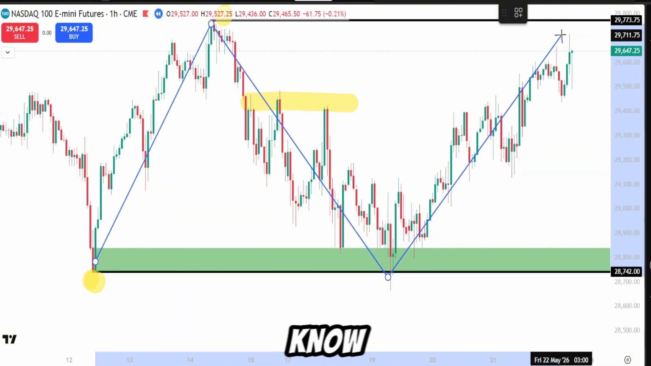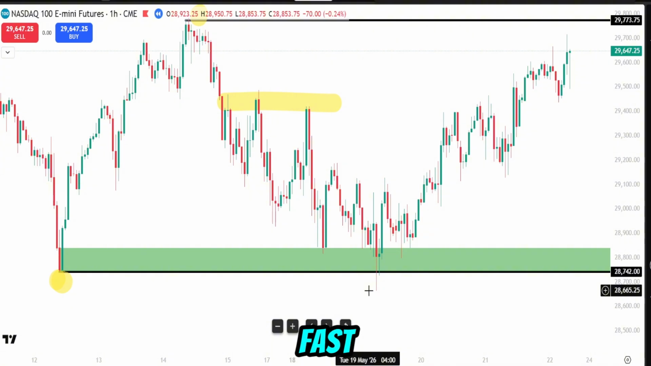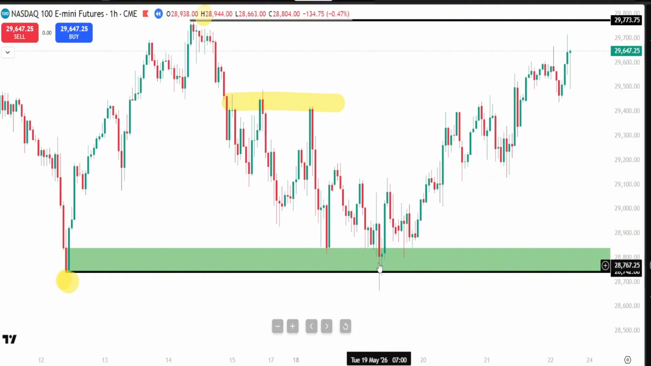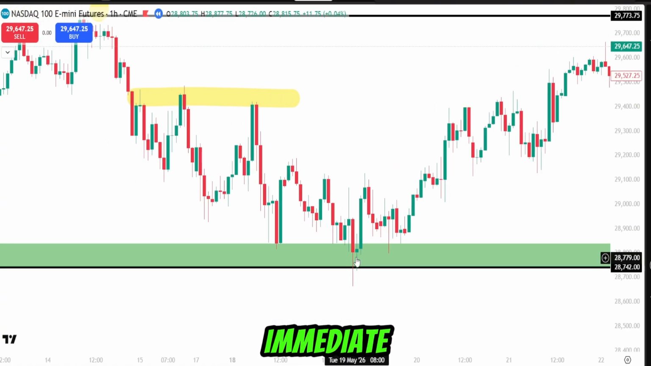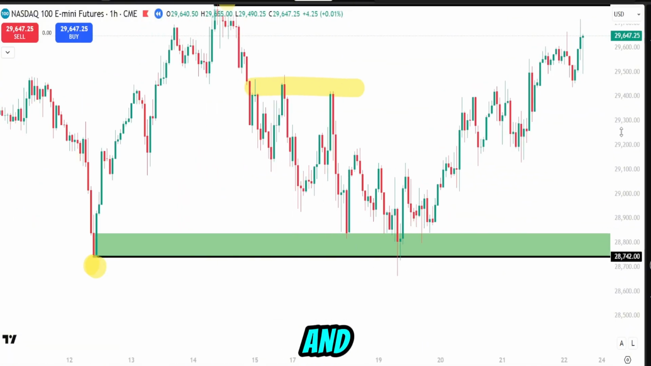Now here's how you know it's a real sweep and not just a breakout. A real sweep: price breaks the level and comes right back fast. The candle that broke the level closes back inside. The reversal is sharp and immediate. A real breakout: price breaks the level and stays there. It doesn't snap back. It holds and continues.